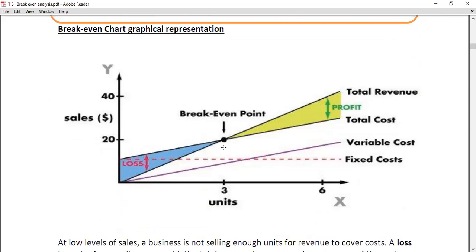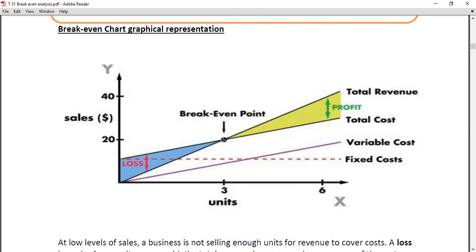If you go down until we meet the quantity axis, here the answer in the graph is 3. This is called the break-even quantity, BEQ. And if you go to the vertical axis, the y-axis, that value is the break-even sales value.